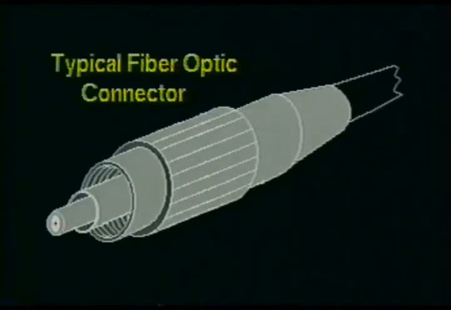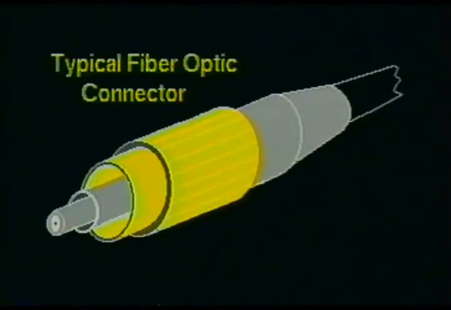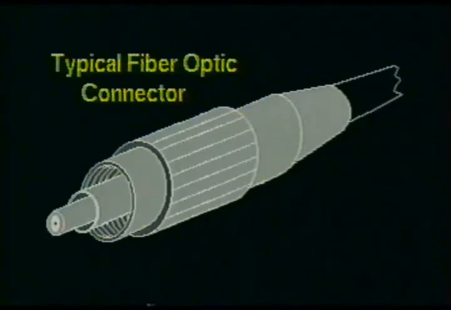Here you see the basic construction of a typical fiber optic connector. As you can see, the connector contains a metal housing, a ferrule to accurately align the fiber ends, and a coupling nut to join the ends together. Now, let's see how to use one of these connectors.